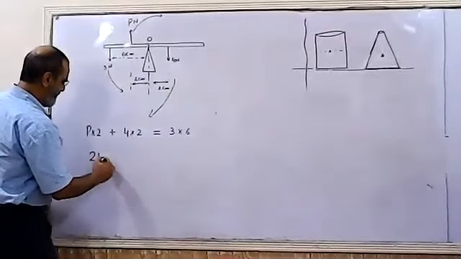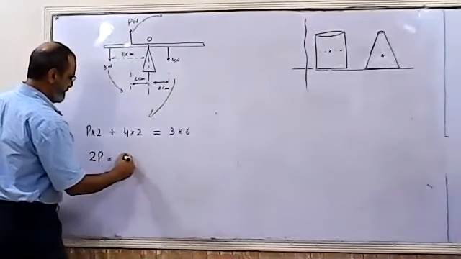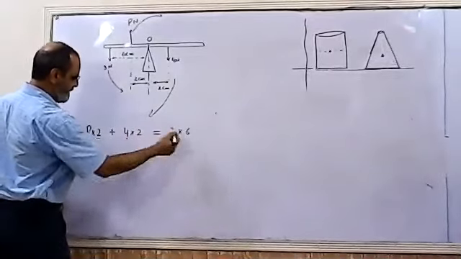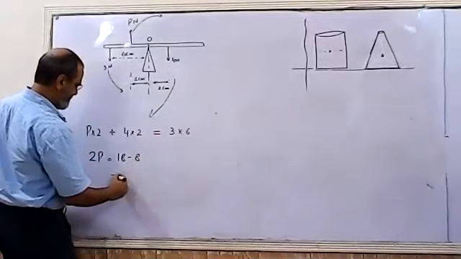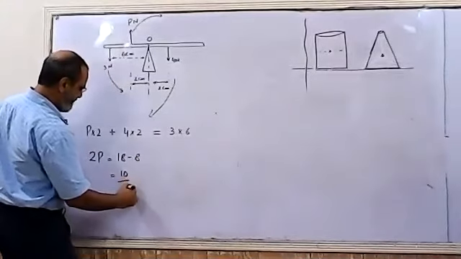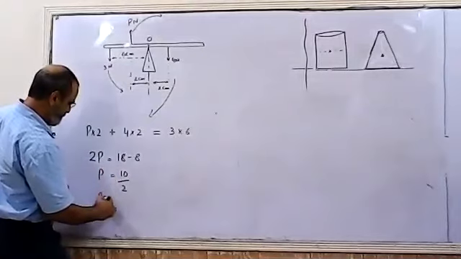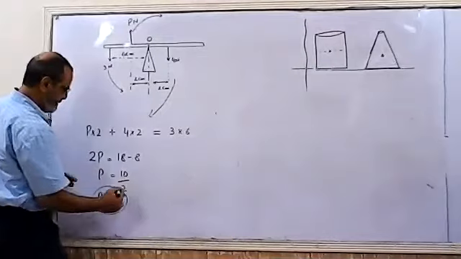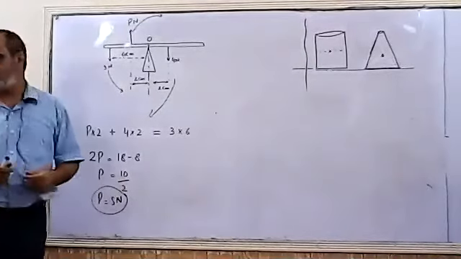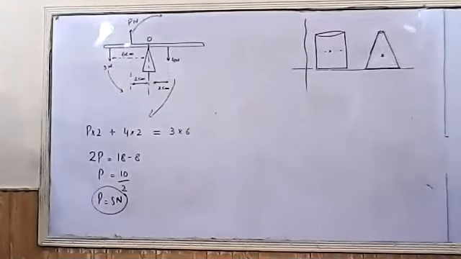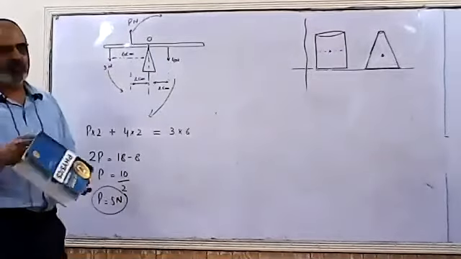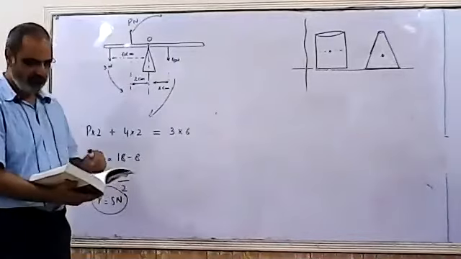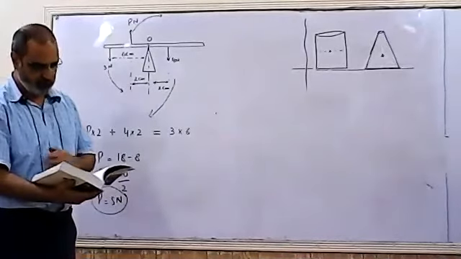So it will be 2P is equal to 3 sixes are 18 and 4 twos are 8. If I shift this on the other side, we'll get 10 divided by 2. So P is equal to 5 Newton. This is how we apply the principle of moments to calculate a force or a distance when a bar or beam is balanced. So our answer is 5 Newton. We need 5 Newton force to balance it.